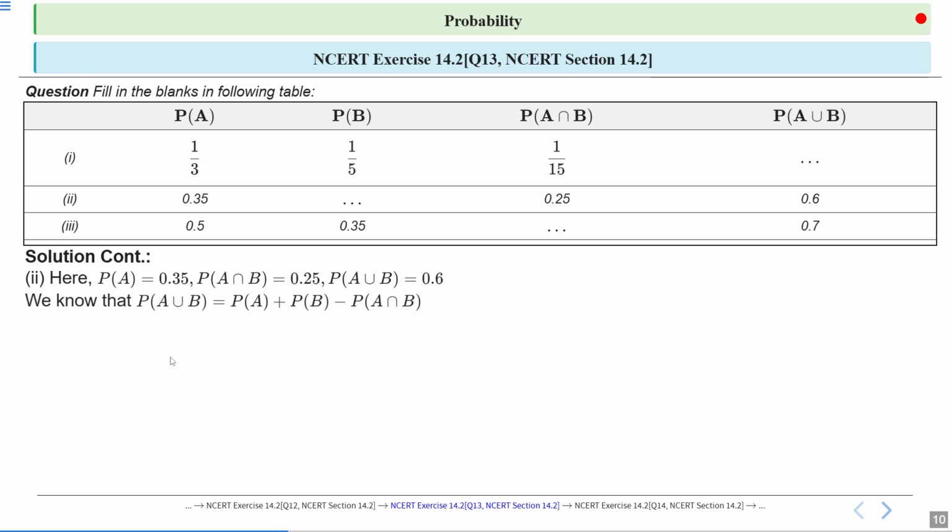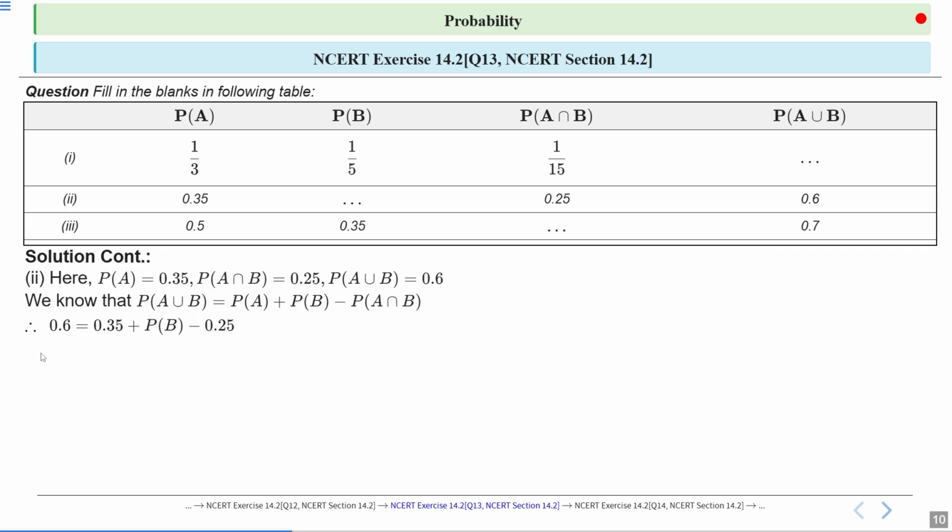We know that probability of A union B is equal to probability of A plus probability of B minus probability of A intersection B. This is a very crucial formula, so you should keep it in your mind. By using this formula, we can find probability of B. Just put the values: probability of A equal to 0.35, probability of A intersection B equal to 0.25, and probability of A union B equal to 0.6.